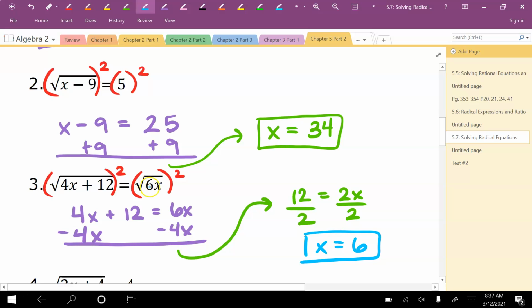Like if I do 6 times 6, like if I plug in x, that would be the square root of 36, which is a 6. So my right side would become a 6. Over here, 4 times 6 plus 12 would also be the square root of 36, because it'd be 24 plus 12. So then you're still going to get a 6 on that side as well. So you can always go back and check your answer by plugging it into the problem and evaluating, and it should equal on both sides in order for you to know that you did it right.